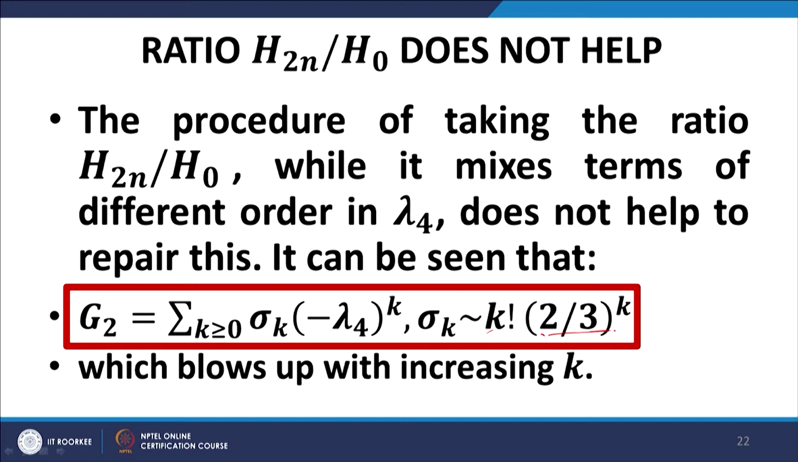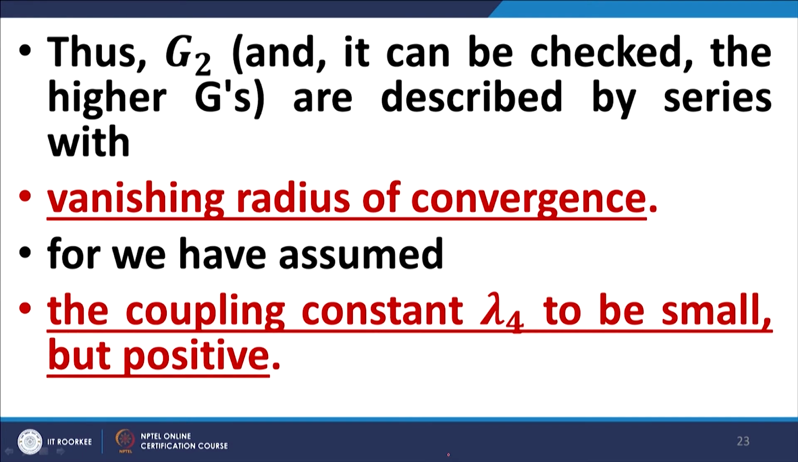Notwithstanding this number converging, the presence of k factorial makes sigma k blow up. So, that is the problem. Thus, the net result is that there is a singularity at the origin, at the point 0, and the series has a vanishing radius of convergence.